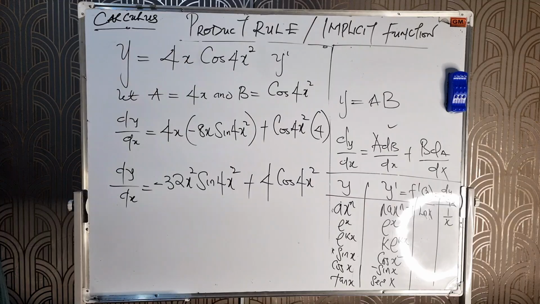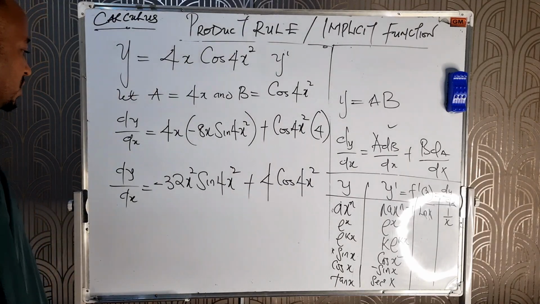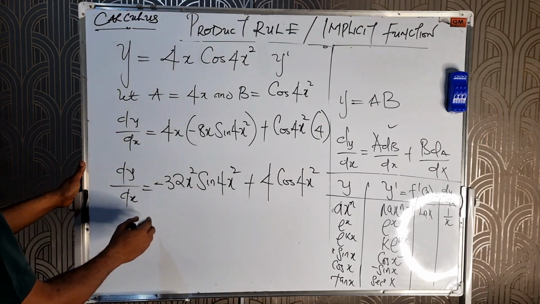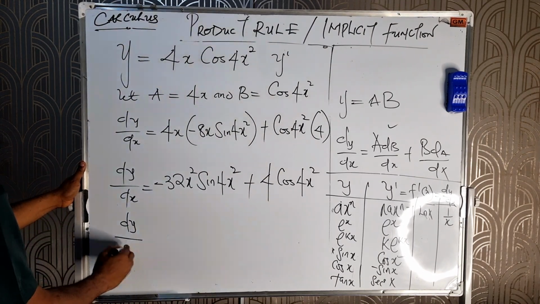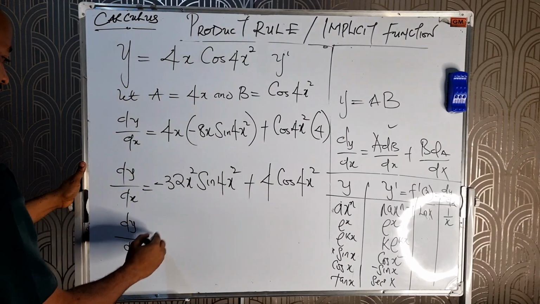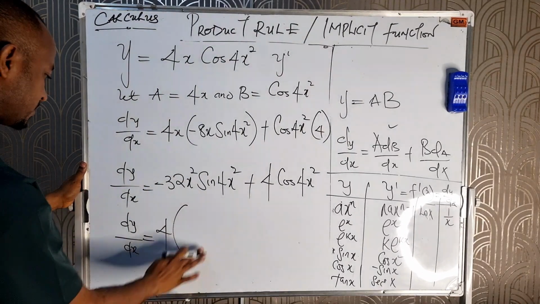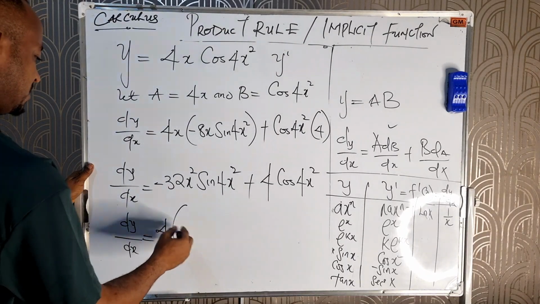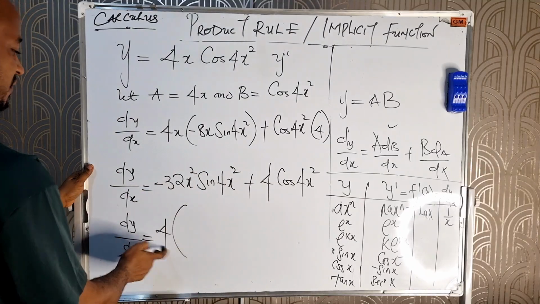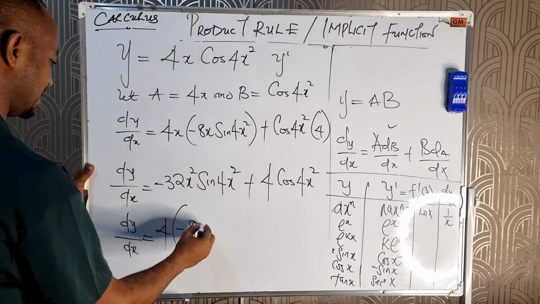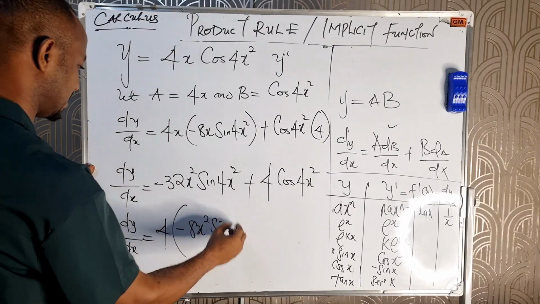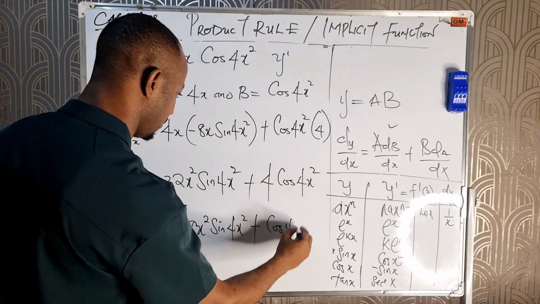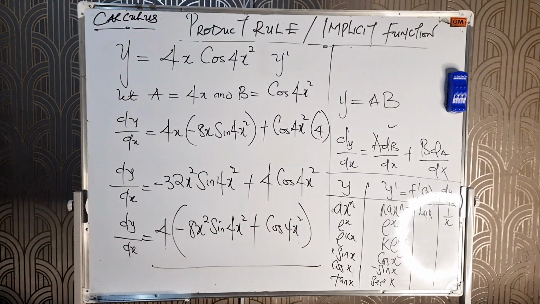Are we there? Then another thing is to look out for what is common between these terms. I guess 4 is common. So here we have dy/dx, 4 is common here. We have 4 in bracket. When we divide the whole of this with 4, that will give us minus 8x squared sine 4x squared plus cos 4x squared. Final answer. You can put this down.